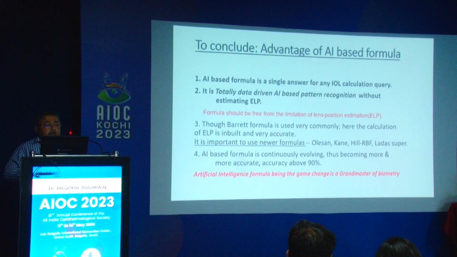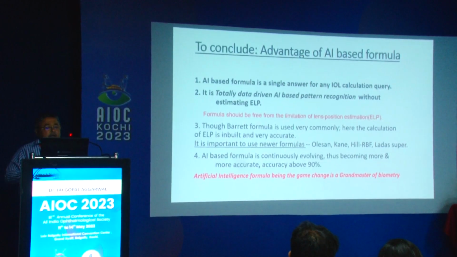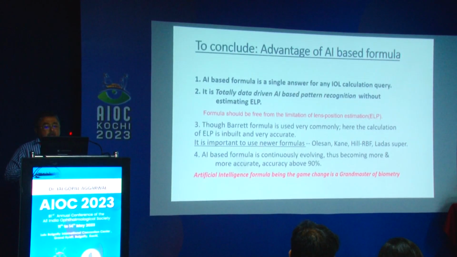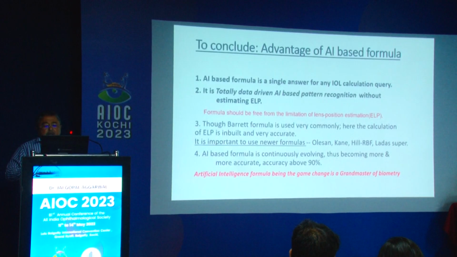It is a totally data-driven artificial intelligence formula with pattern recognition, without estimation of expected lens position. A formula should be free from the limitation of lens position estimation. Though the Barrett formula is very commonly used, where the calculation of expected lens position is inbuilt and very accurate, it is important to use newer formulas such as Olsen, Kane, Hill RBF and LADA Super. Artificial intelligence formulas are continuously evolving, and their accuracy is very high, more than 90%. So artificial intelligence is the game changer and the grandmaster of biometry.